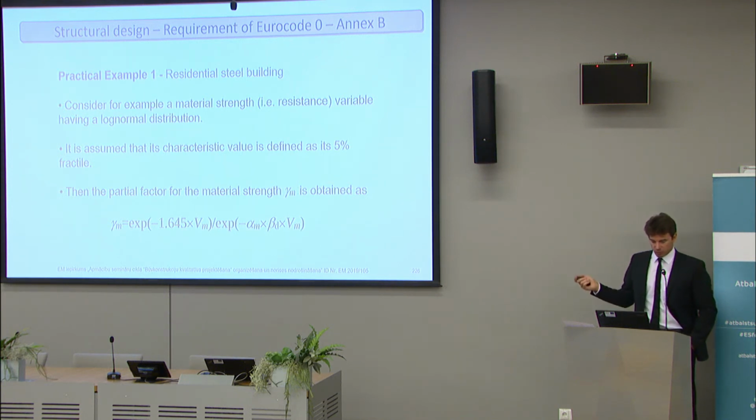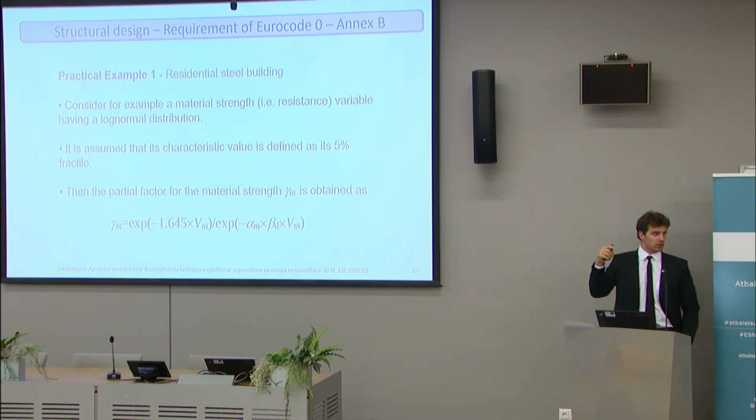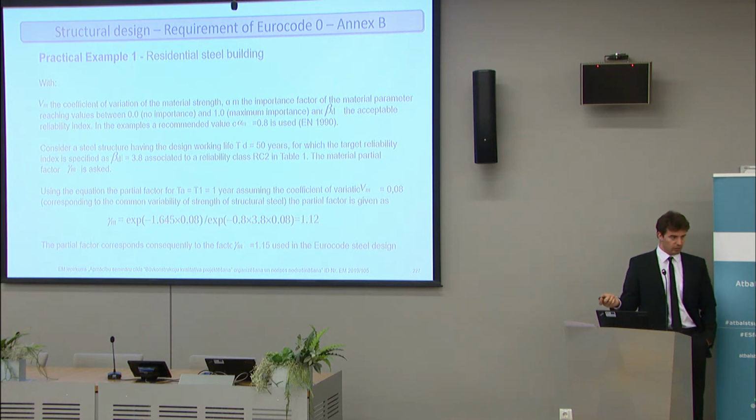It is assumed that the characteristic value is the 5% fractile. The characteristic part is this part on the left side of the equation. This one is the design part. You divide one by the other and you get something greater than 1, of course. So Vm is the coefficient of variation of the material strength.